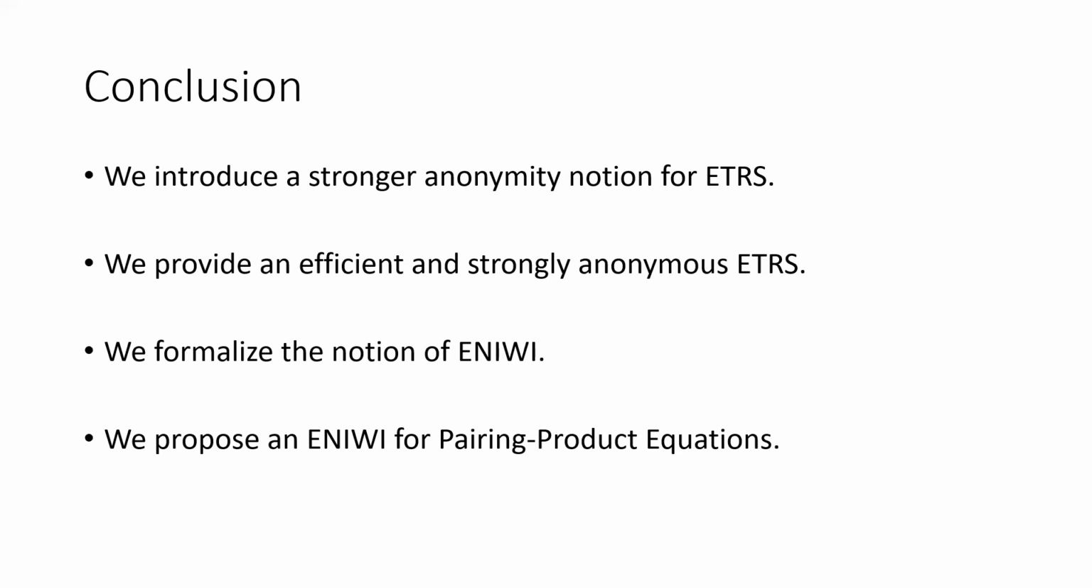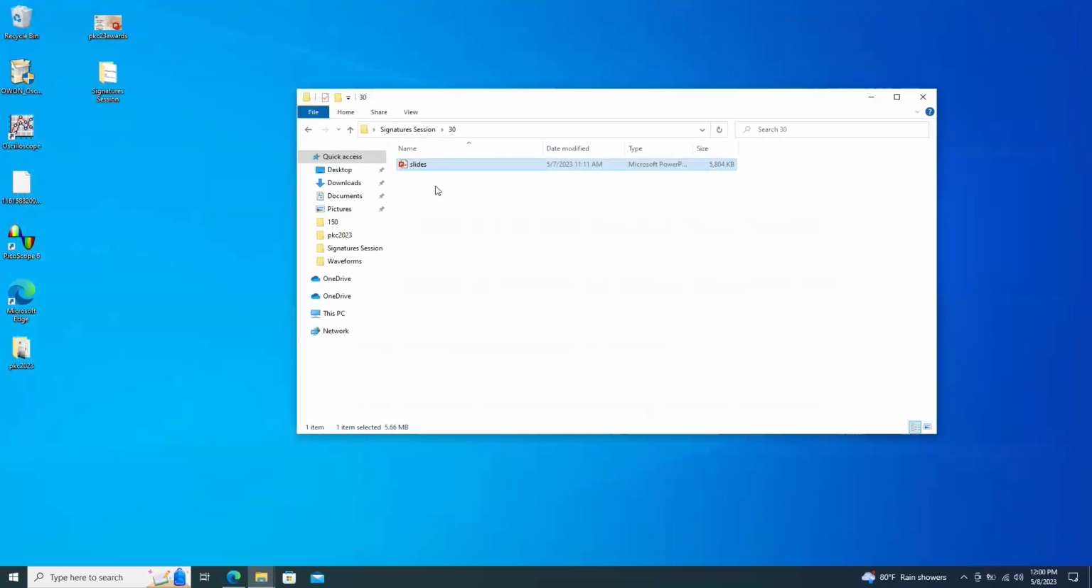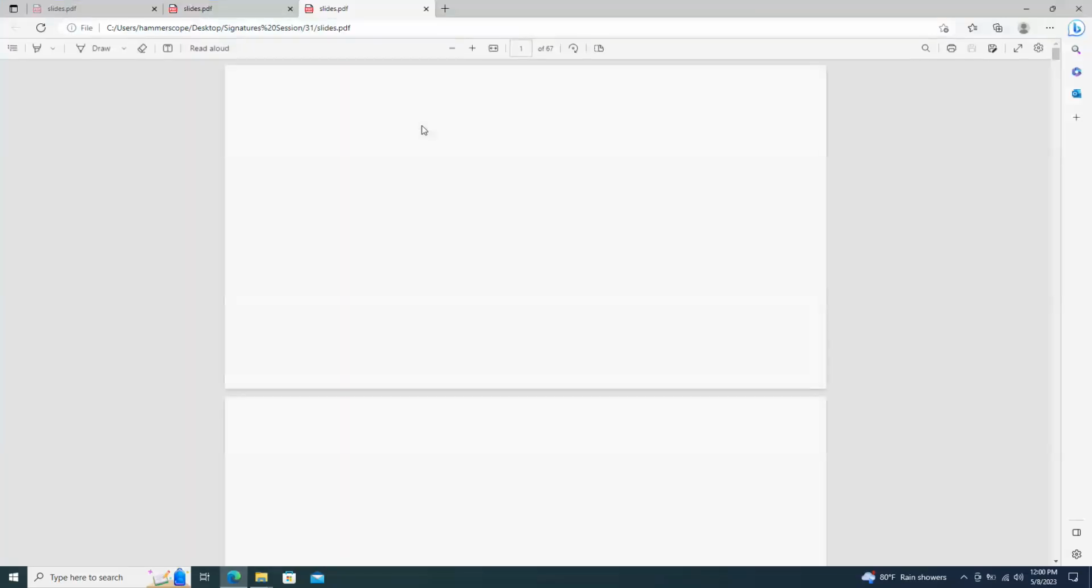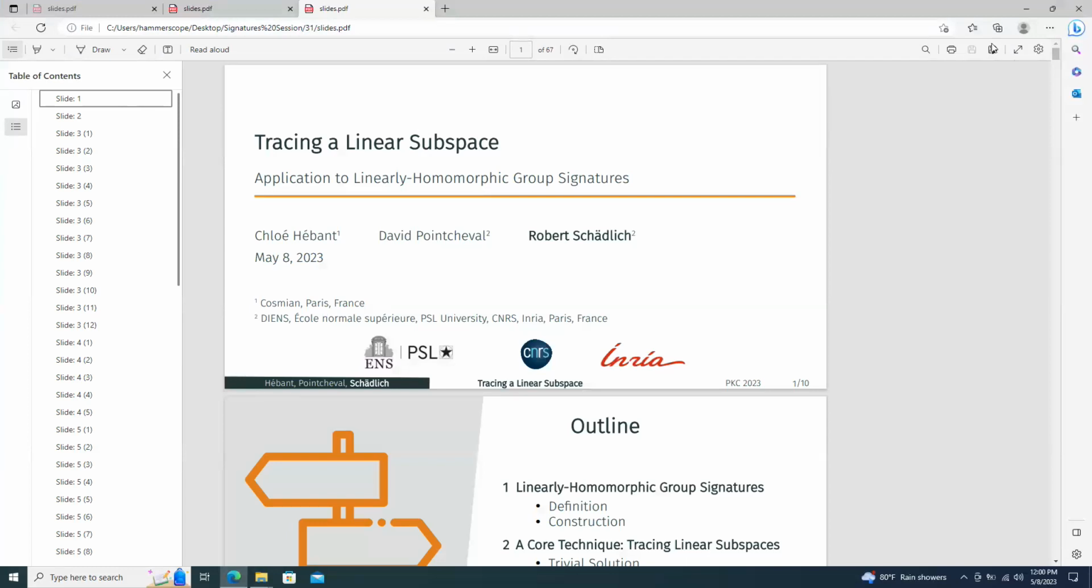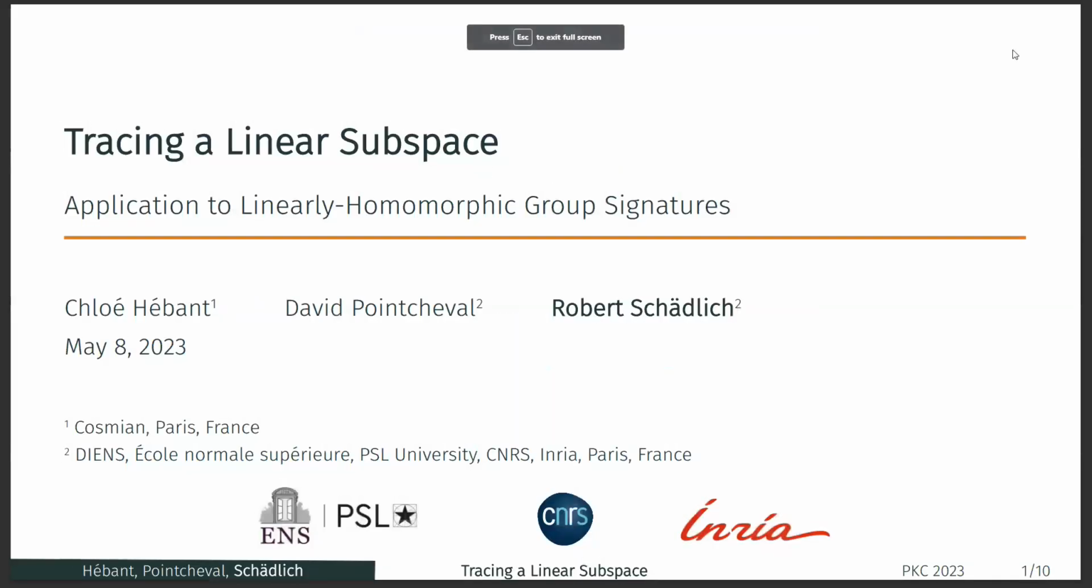The last talk of the session, tracing a linear space, application to linear homomorphic group signature by Chloe Hebant, David Pointcheval, and Robert Schädlich. I believe Robert is the speaker, right? Yes. Hello, can you hear me?